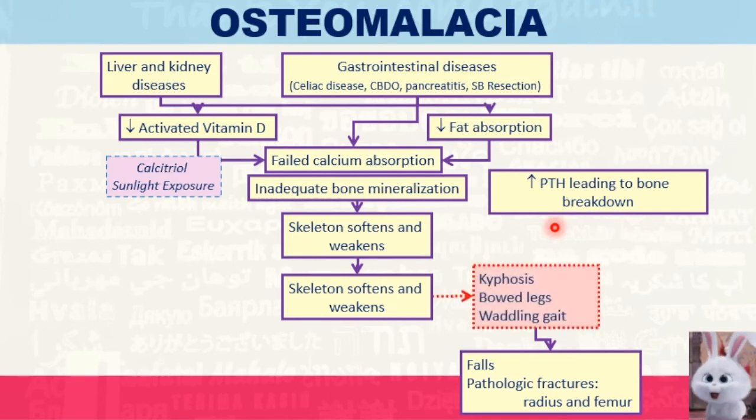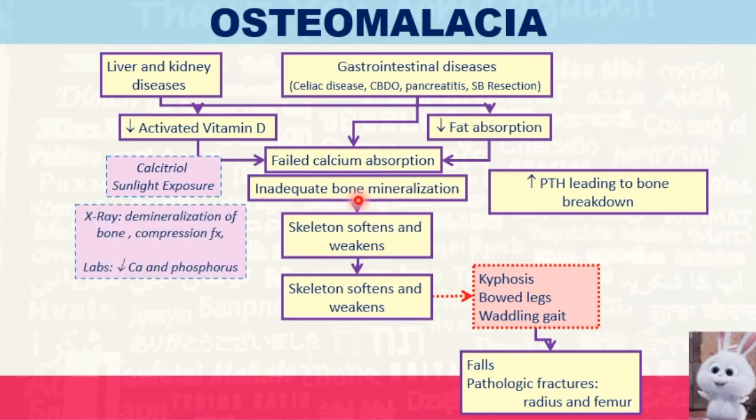So what are the effects to the patient? The patient may have kyphosis. Your patient may have bowing of legs and then the waddling gait. Then, if the risk for falls continues, pathologic fracture of your radius and femur will be evident.